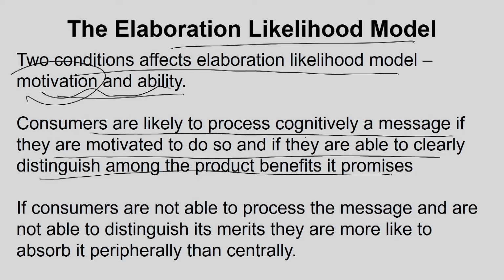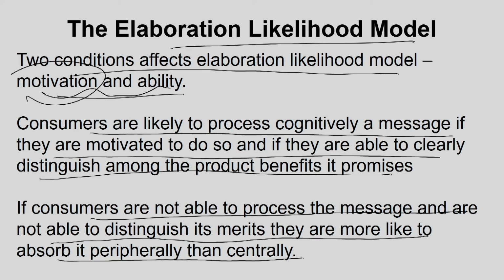So, consumers are likely to process cognitively a message if they are motivated to do so, and if they are able to clearly distinguish among the product benefits it promises. Then a central route is used, and that is matter-of-fact ads. So, motivation should be there, or the ability to perceive the message should be there in the consumer. If those are not there, then any ad is of no use. Also, if consumers are not able to process a message and they are not able to distinguish its merits, then they are more likely to absorb it peripherally than centrally.